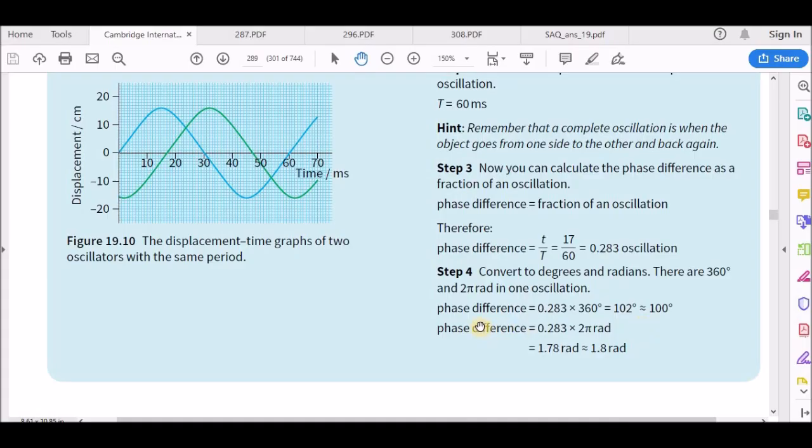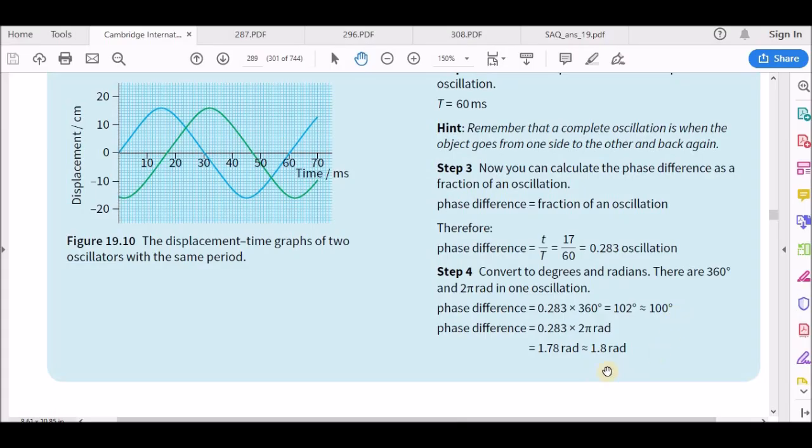Now this is phase difference in degrees. You can also get phase difference in radians. Now 60 milliseconds is for one whole wave. So 17 divided by 60 times 360 degrees is also for one whole wave. Then you get 100 degrees, or 17 divided by 60 times 2 pi radians, because for one whole wave it is 2 pi radians. So we get 1.8 radians. Okay, so the phase difference is 100 degrees or 1.8 radians.